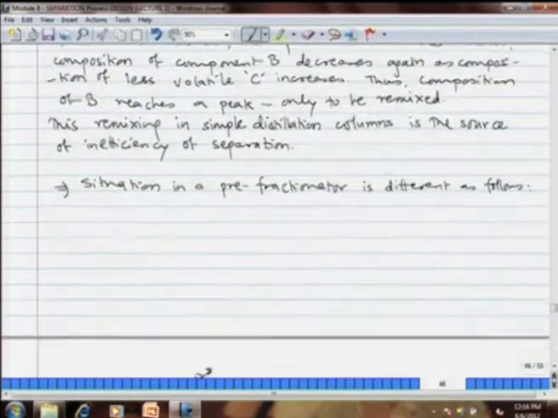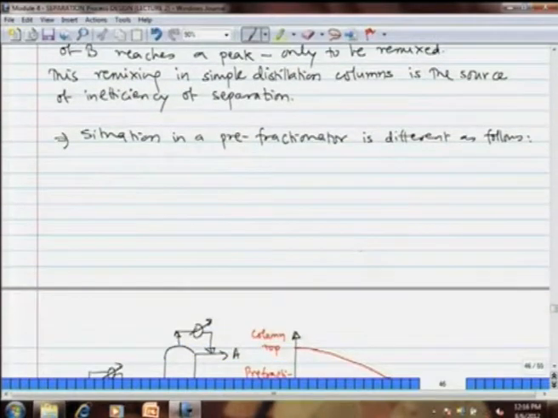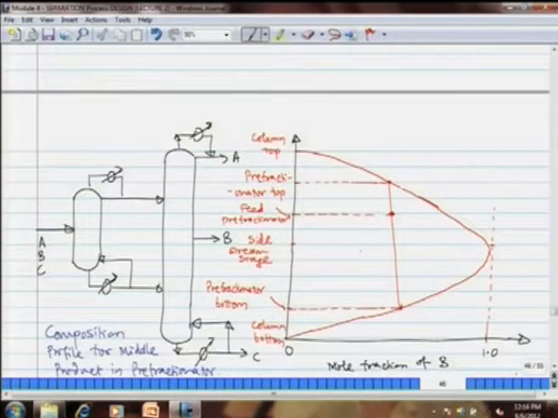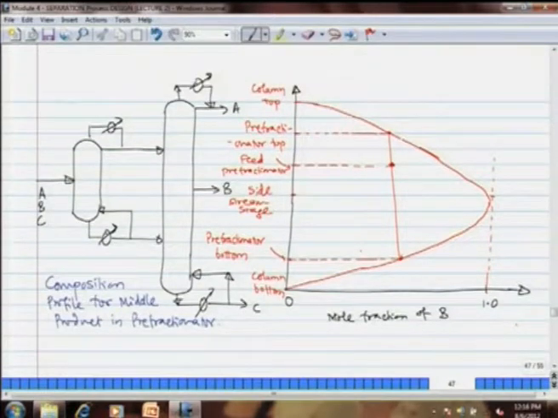In a prefractionator, this particular deficiency is removed. Now, let us see what happens in a prefractionator. In a prefractionator, the ABC mixture is split into a mixture of AB and BC, and here we have a partial condenser and partial reboiler. We do not have a total condenser, total reboiler. We have a partial condenser and partial reboiler.